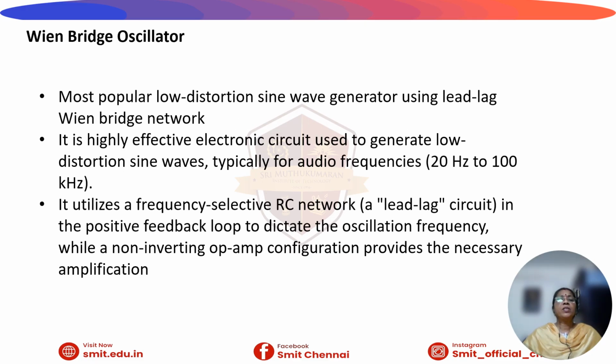We will discuss the principle of operation of the Wien bridge oscillator. The most popular low distortion sine wave generator uses the lead lag Wien bridge network. It is an electronic circuit that generates a stable low distortion sine wave, typically for audio frequency testing. It consists of an amplifier and a frequency selective RC lead lag network that provides positive feedback. Here, the op-amp is configured in non-inverting configuration, which provides the necessary amplification. One branch features a resistor and capacitor in series, acting as a high-pass filter, and the other features a parallel RC combination acting as a low-pass filter.